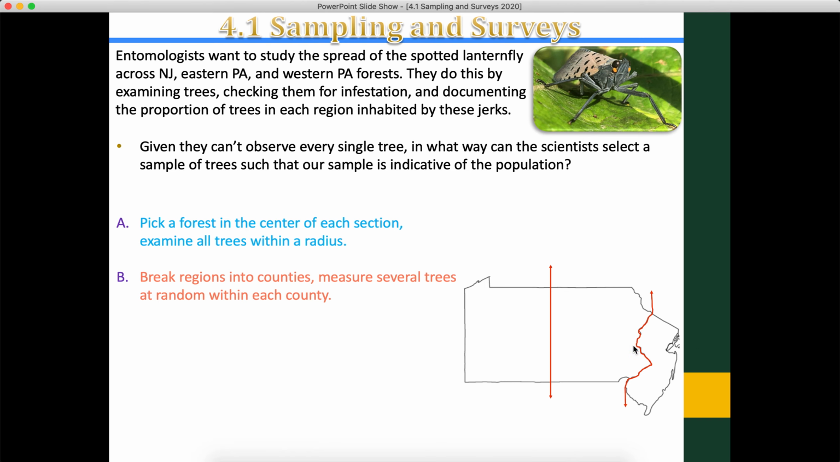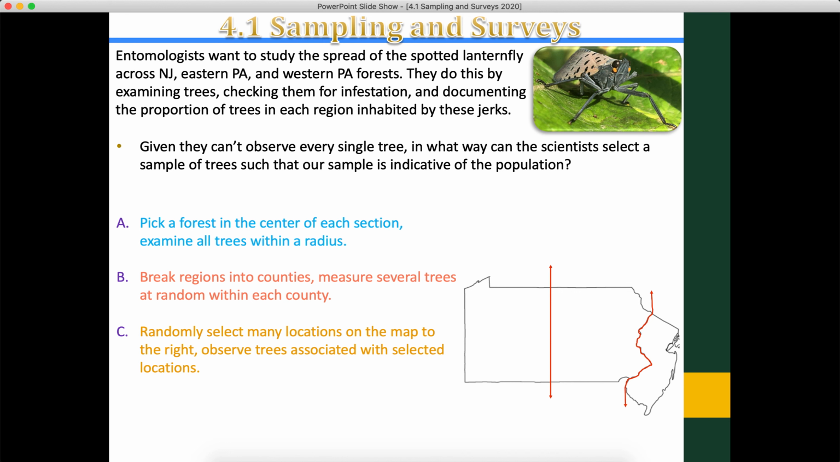Another thing, maybe we could break regions into counties. Pennsylvania has counties too, and then we can measure several trees at random from within each county. That might give us a basis where at least we're saying, all right, don't start going in the woods and counting trees. We have some kind of system by which we could block these trees up into groups and then randomly sample from those groups. Maybe that would work better.